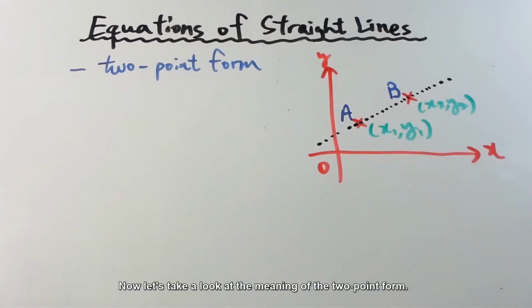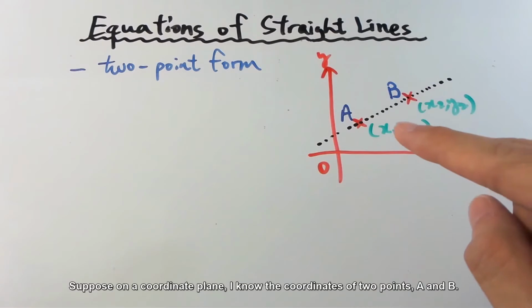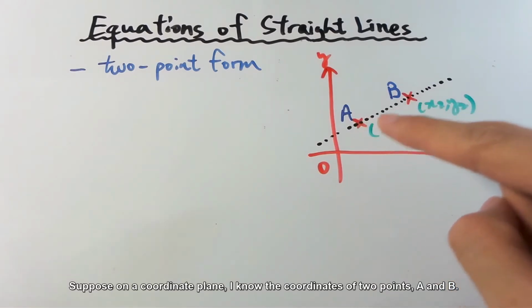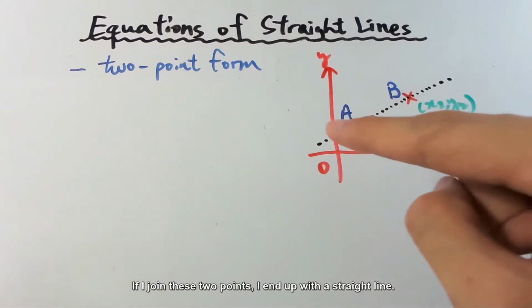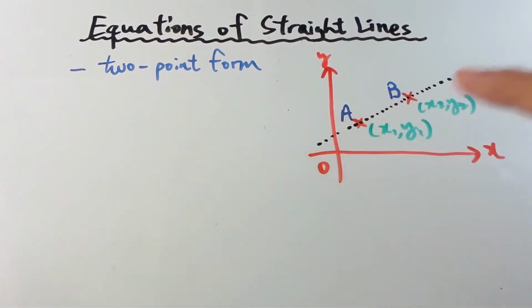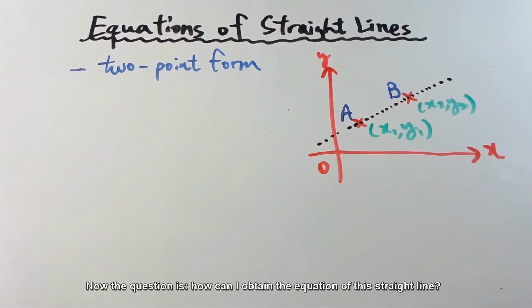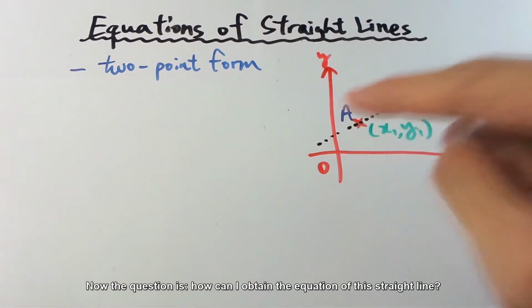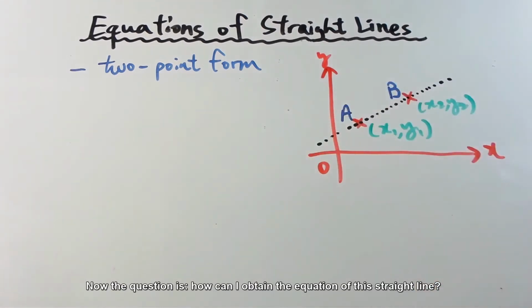Now let's take a look at the meaning of the 2-point form. Suppose on a coordinate plane, I know the coordinates of 2 points A and B. If I join these 2 points, I end up with a straight line. Now the question is that how can I obtain the equation of this straight line?